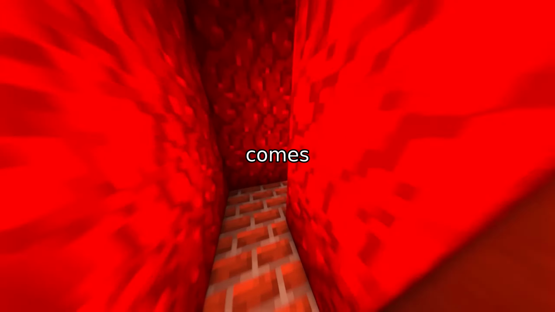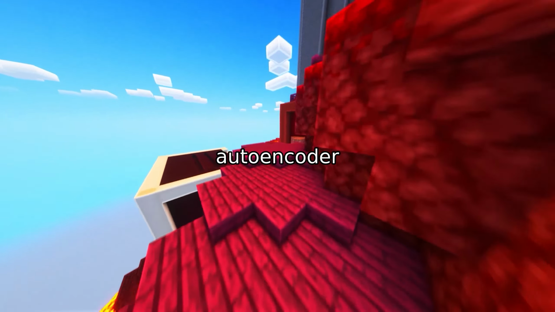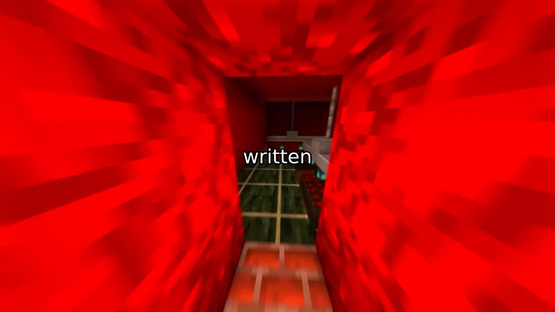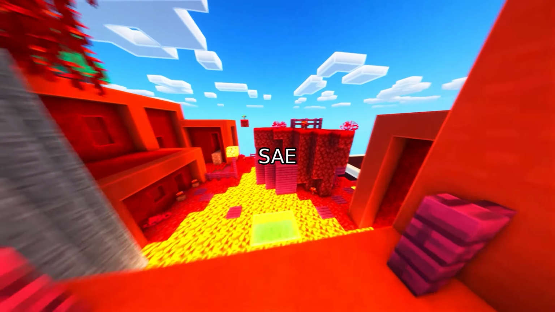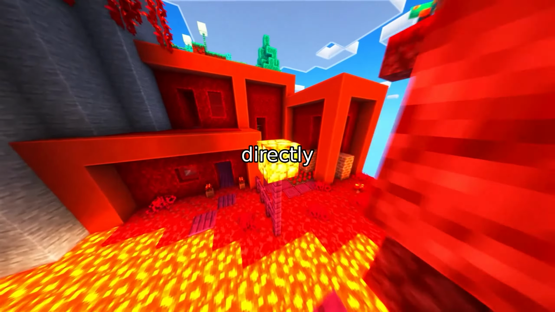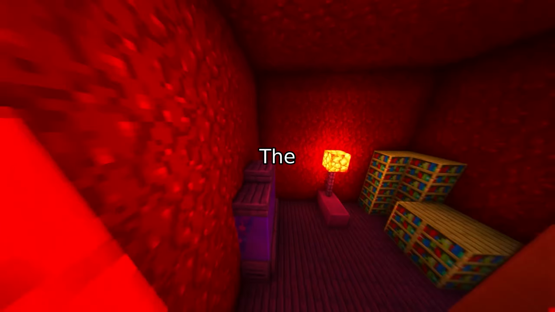This is where WriteSAE comes in. It's a sparse autoencoder designed specifically for the matrix updates written into recurrent state. By matching the geometry of the host architecture, WriteSAE learns rank 1 matrix atoms that can directly replace the model's native writes. The results are striking.